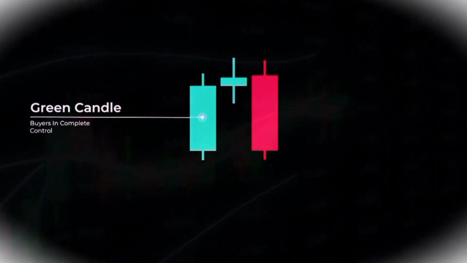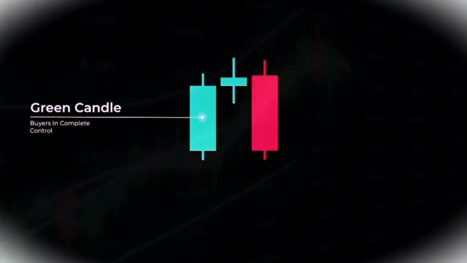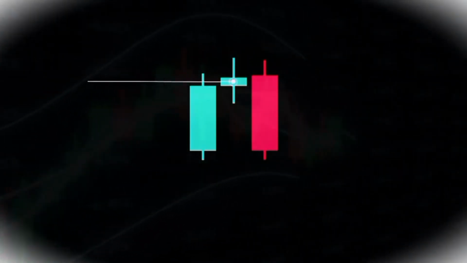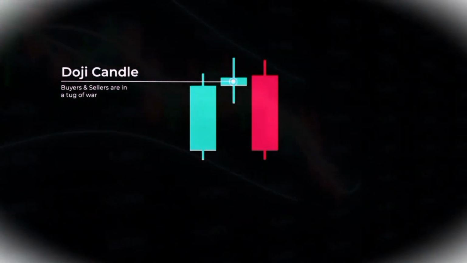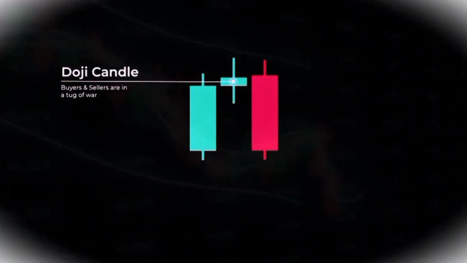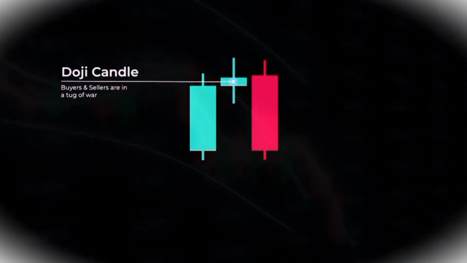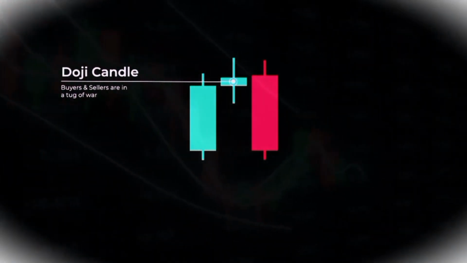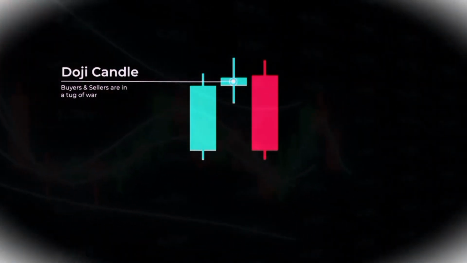The psychology behind this pattern shows us that initially the buyers were in control as they created this green candle. Then soon enough, the sellers entered and started to challenge the buyers. As a result, we see this doji candle. The doji candle indicates that the buyers and sellers are in a tug of war. Then finally the sellers win the battle and they start to move the price down.